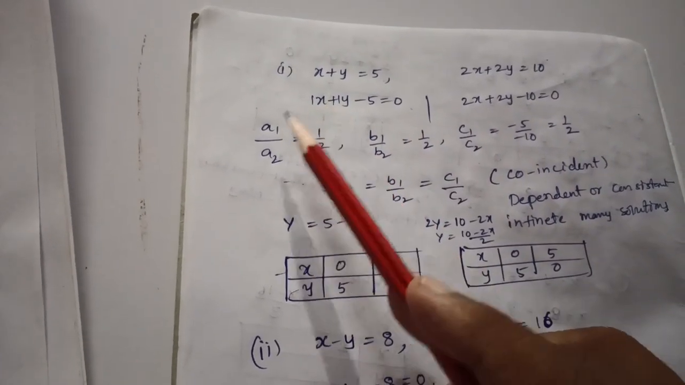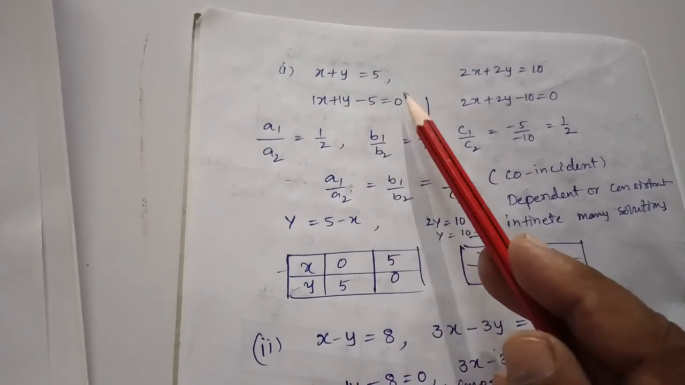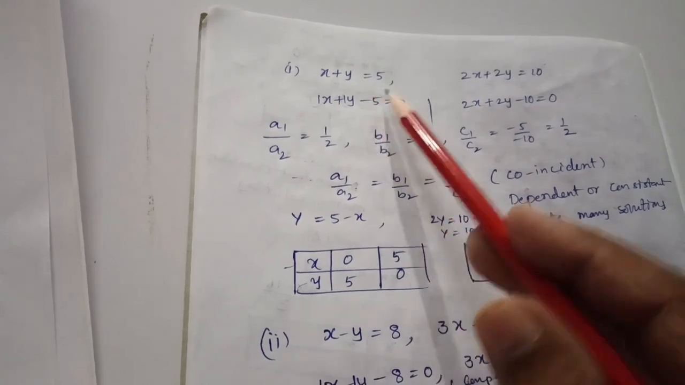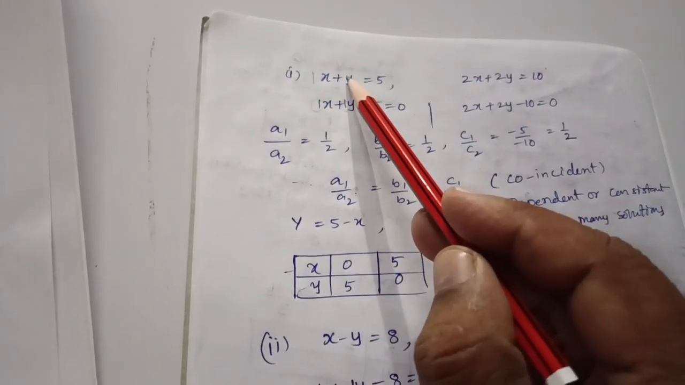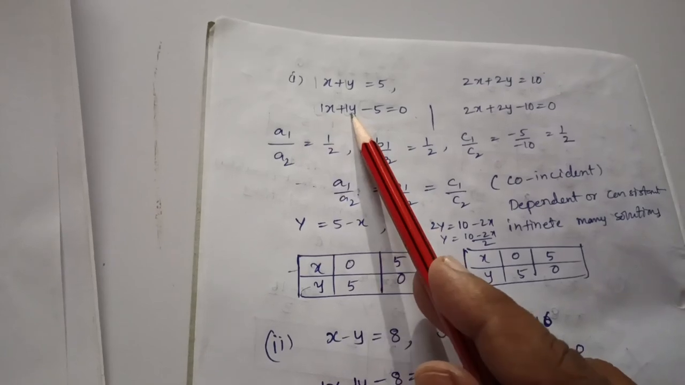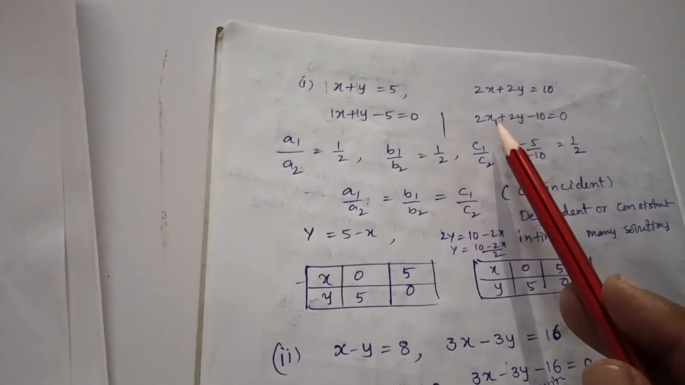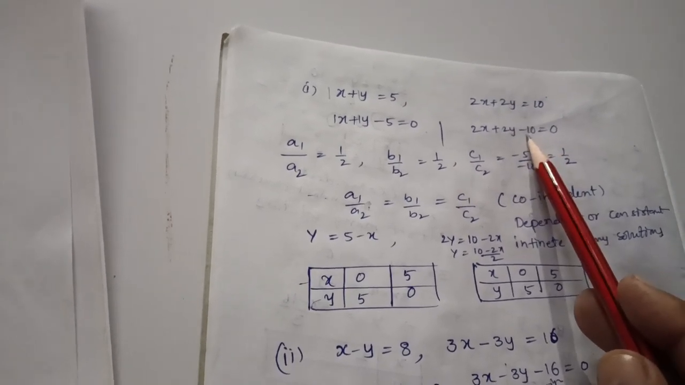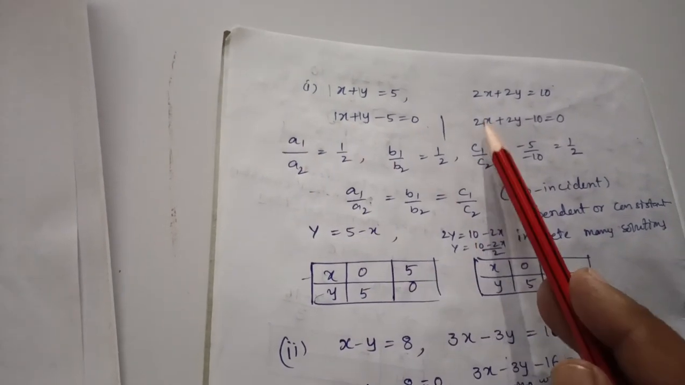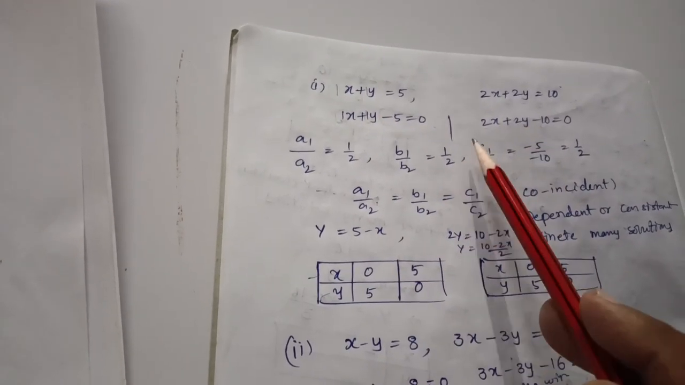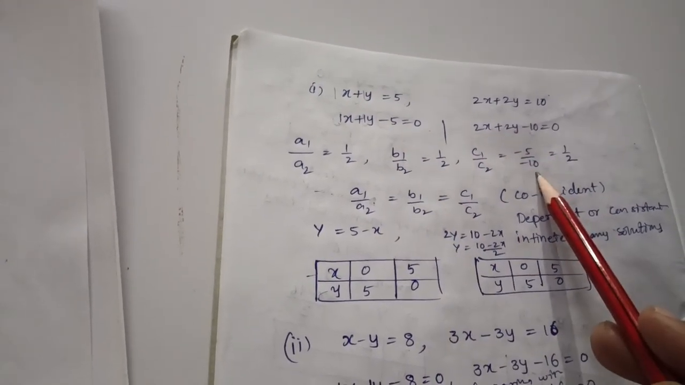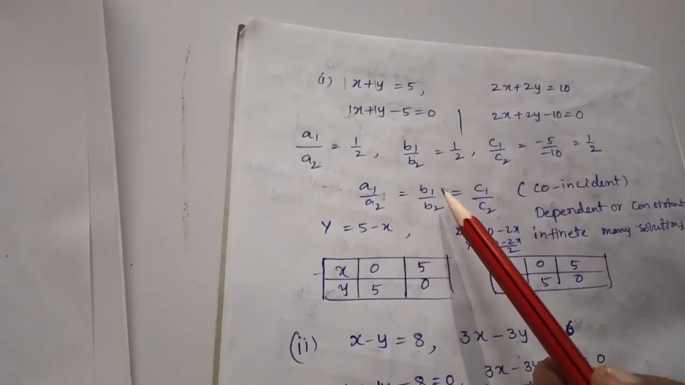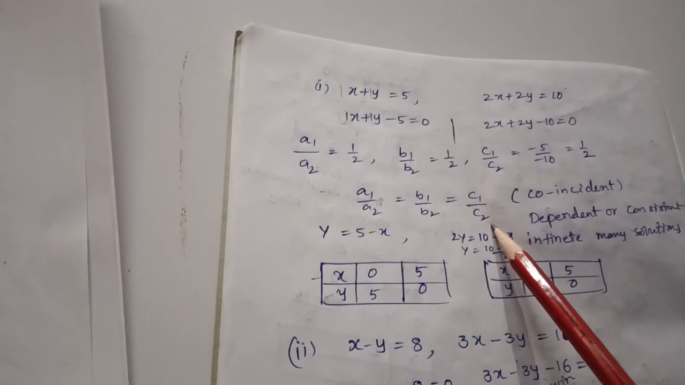So here, comparing with a1x plus b1y plus c1 equals 0, a1 is 1, b1 is 1, c1 is minus 5. x means 1x, y means 1y. Here a2 is 2, b2 is 2, c2 is minus 10. So a1 by a2 is 1 by 2, b1 by b2 is 1 by 2, c1 by c2 is minus 5 by minus 10, that equals 1 by 2. So here a1 by a2 equals b1 by b2 equals c1 by c2.